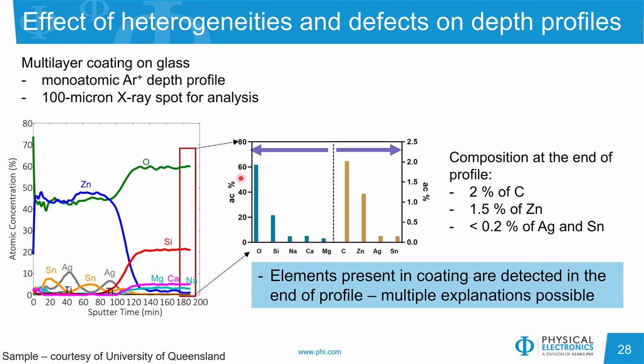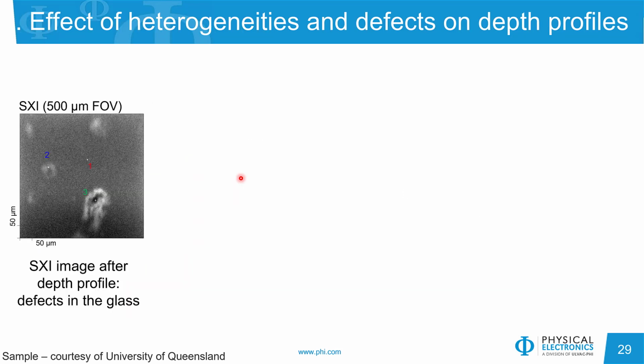It may be that you are redepositing during sputtering those elements. It may be that you have still them present homogeneously distributed on the surface. How do we really know what's going on? Secondary X-ray induced images tells us a lot of useful information.